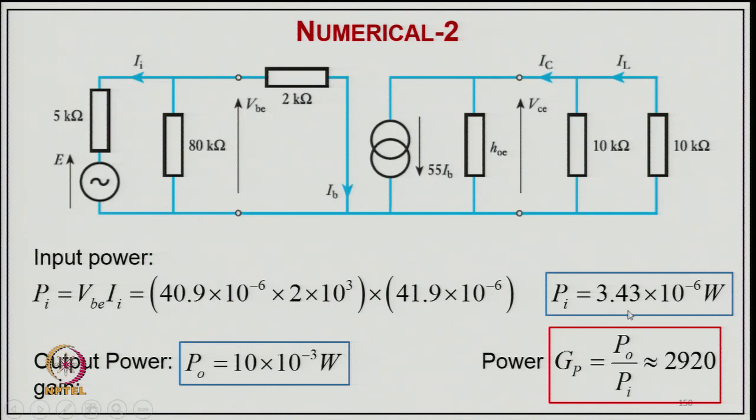your 3.43 microwatt, and the output power is already given, 10 milliwatt. So power gain is Po upon Pi, that comes 2920 here. I mean, for this transistor, this is the configuration with common emitter, typically configured as a power amplifier.